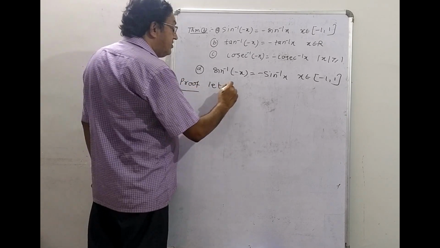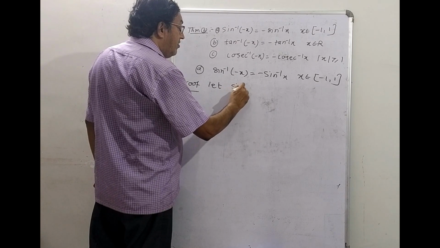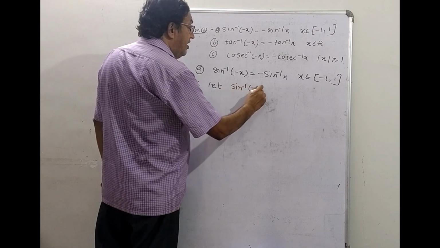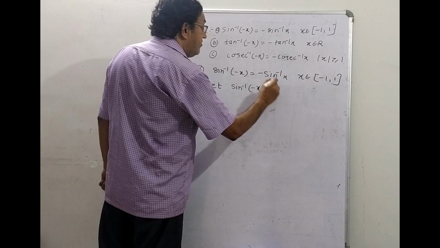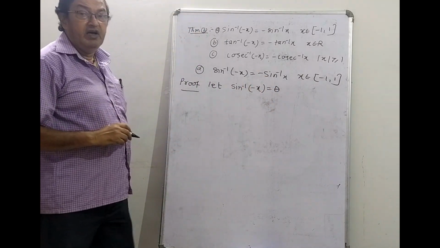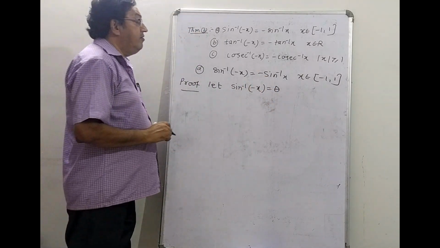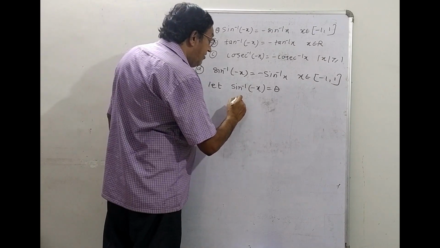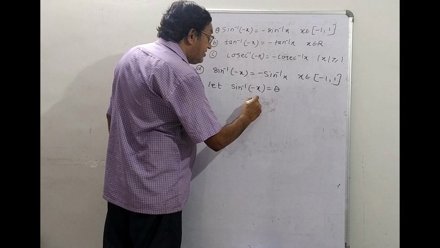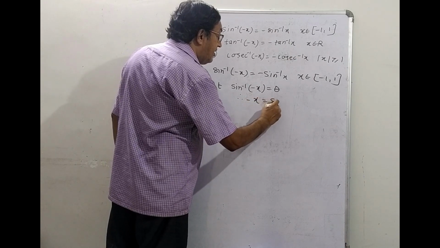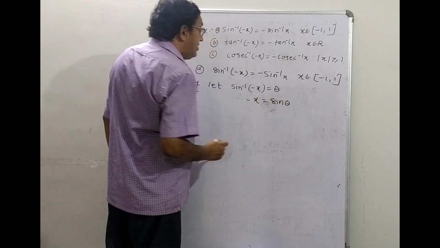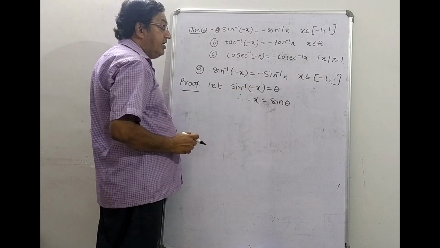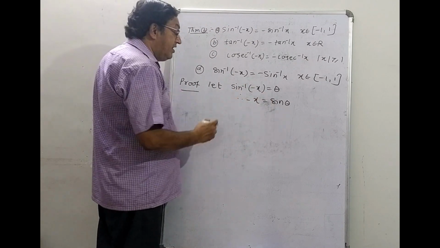Let sine inverse of minus x be theta. So let sine inverse of minus x is equal to theta. By using the definition of inverse trigonometric function, we can write, therefore, minus x is equal to sine theta.